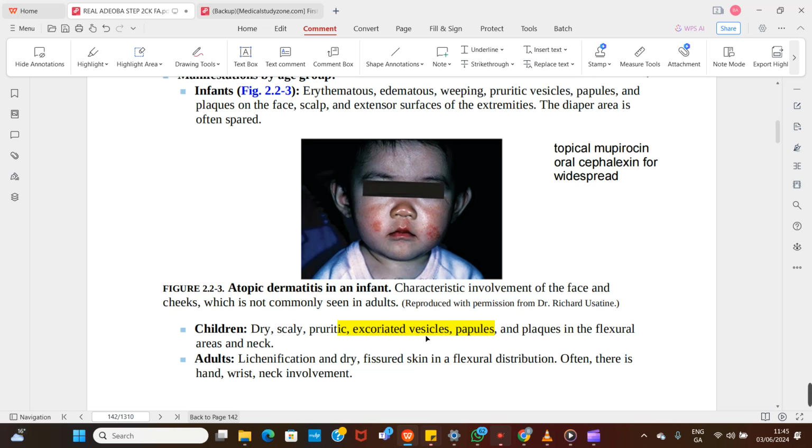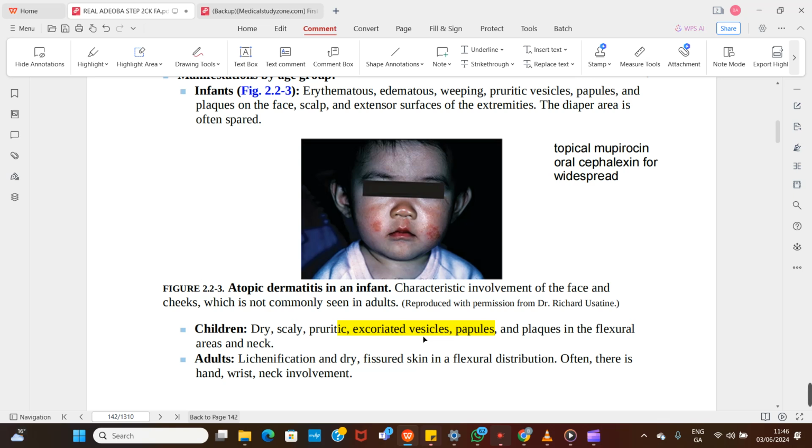Now in the flexure areas, in a child, like the anterior part of the forearm and the neck, right? Think about atopic dermatitis. The same thing with adults too. Dry, scaly, pruritic, excoriated vesicles and papules in the flexural areas, right? The hand, the wrist, the neck, right? With lichenification, because they will have scratches. It will have become thickened. The skin lines will have disappeared. That area is going to look hyperpigmented. That's lichenification due to the constant scratching from the excoriation, right?